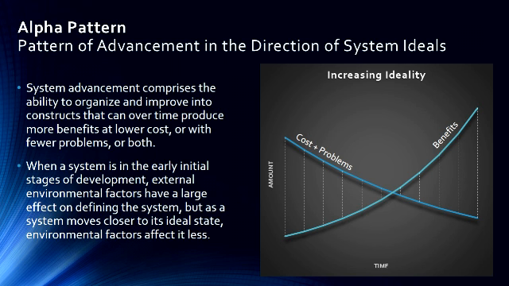So this is the alpha pattern. What it says basically is that systems move towards the ideal. As they form, as they come together, systems come into existence to provide a benefit. Over time, it can provide that benefit at lower cost with fewer problems, or both.